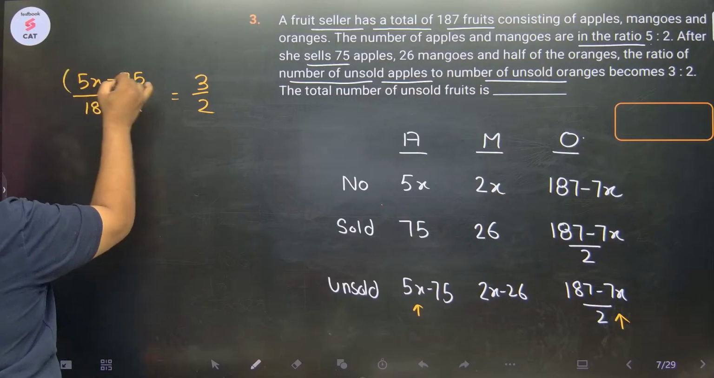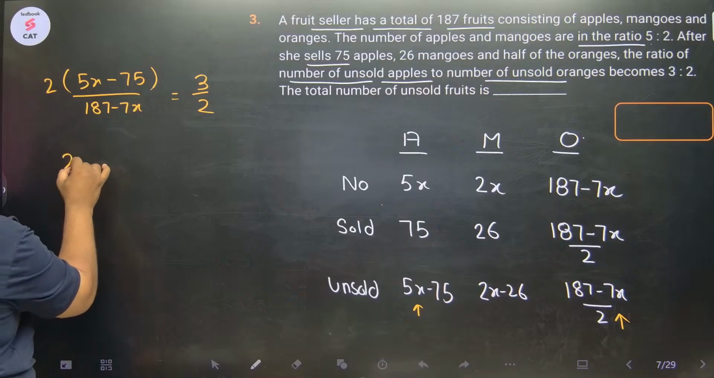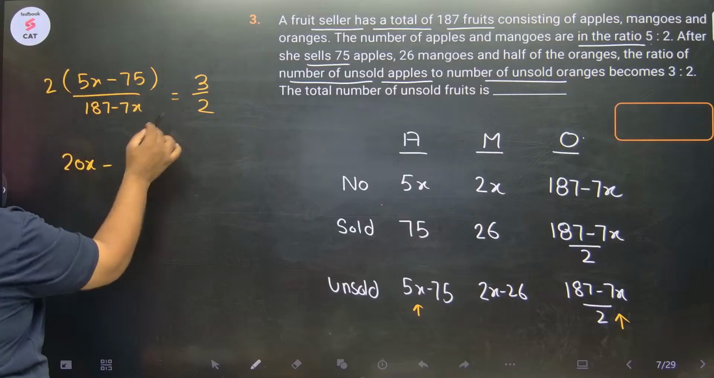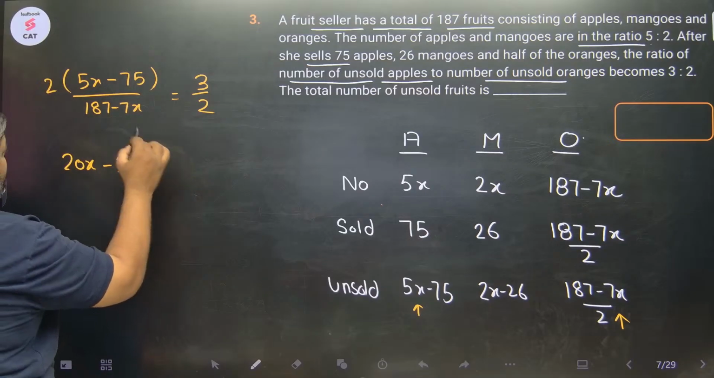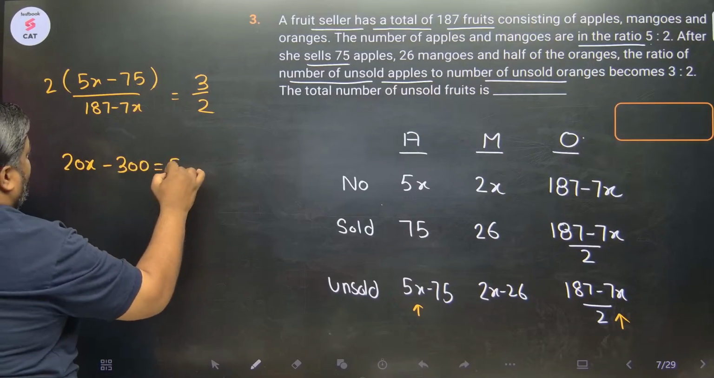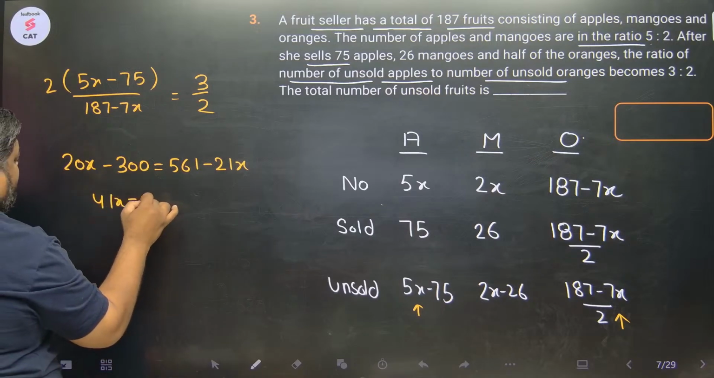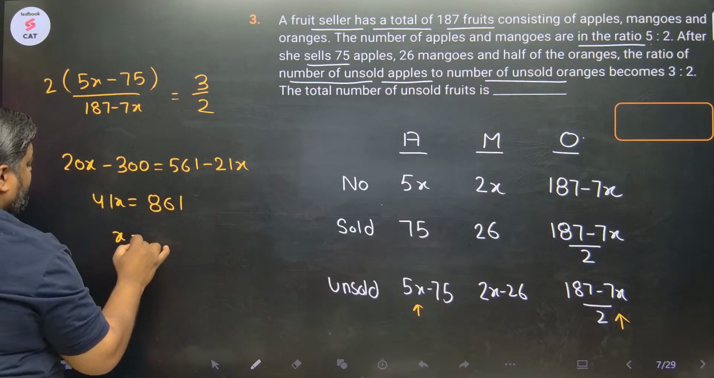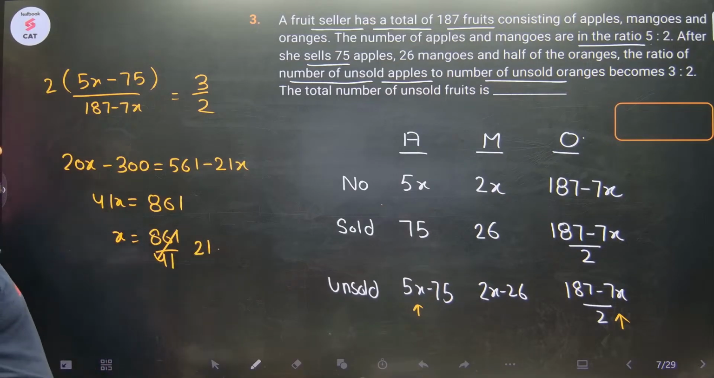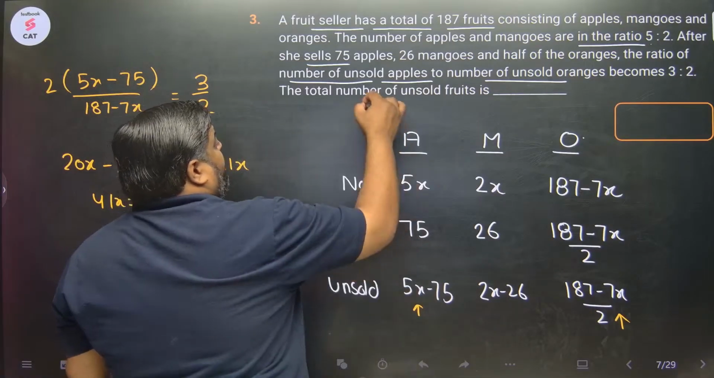इस 2 को ऊपर ले जाते हैं. Now solve for x. What we will get? We will get 20x minus 300 is equal to 187 cross 3. This is 561 minus 21x. So 41x is equal to 861. X is equal to 861 upon 41. So x is 21. You have to find the total number of unsold fruits.